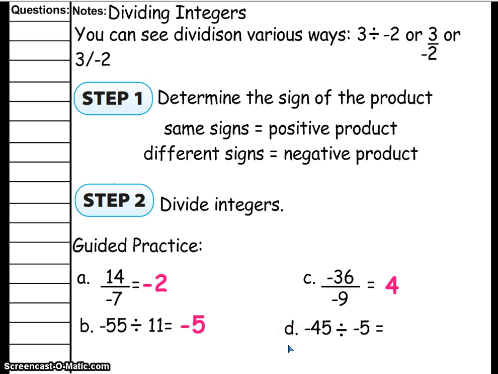Problem D, -45 divided by -5. Both of my signs are the same, so my product will be positive. So I will have a positive answer, and 45 divided by 5 is 9. So my answer is +9.